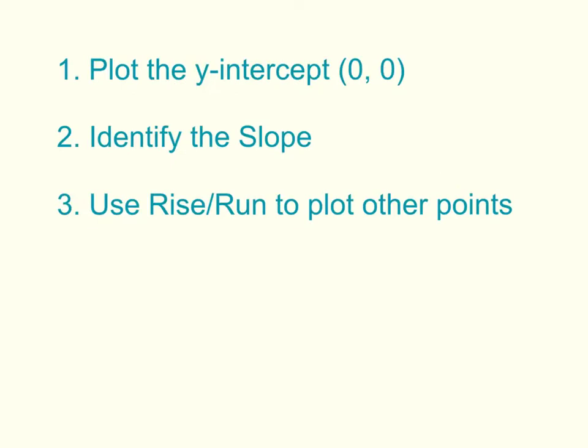So when graphing lines, the first step is to plot the y-intercept. And in today's lesson, our y-intercept is always going to be at the origin, 0, 0. And then we need to find the slope in our equation, which is m, in the equation y equals mx. And then we're going to use our slope and the idea of rise over run to plot the rest of our points.